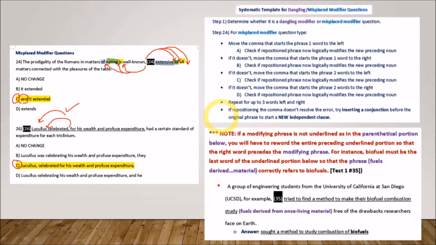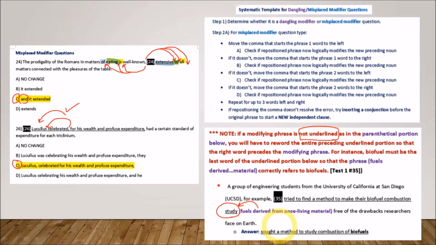Now, I want to talk about another type of misplaced modifier question, but this type doesn't have the modifier underlined, and therefore it fixes the modifier and requires you to change the portion preceding the fixed modifier. As you see in this example, you will most likely be required to reword the preceding portion in a way that the last word of the reworded choice becomes the noun modified by the fixed modifier.